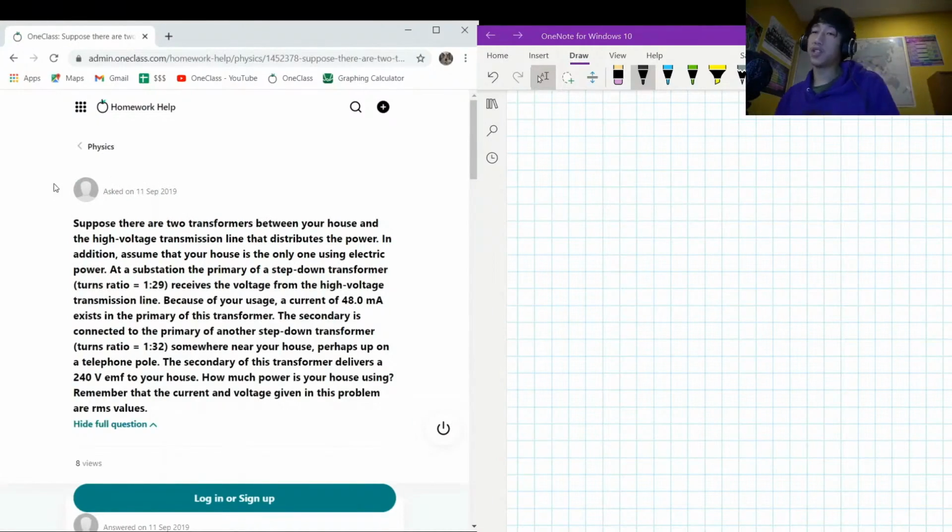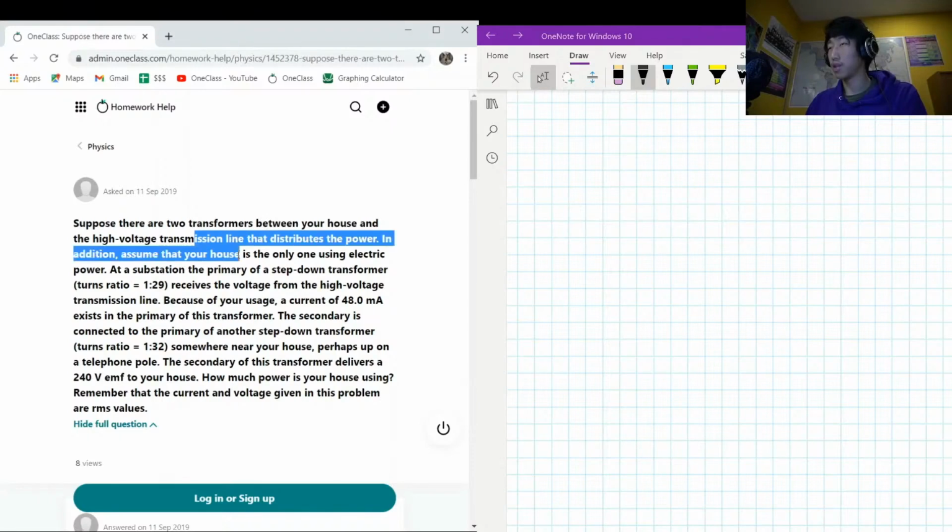Okay, so the next question that we have on the menu today is full of text, but nothing to be worried about. We have two transformers. Typically, this means electrical transformers, between your house and a high voltage transmission line that distributes power. Your house is the only one that's using the electric power.